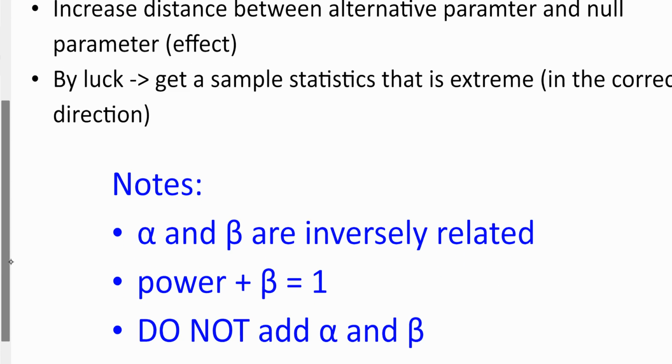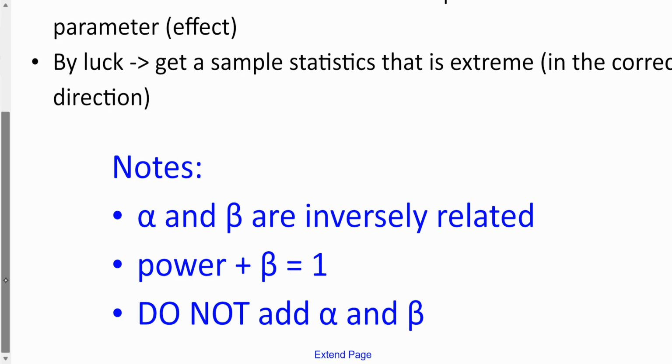So a couple added notes here. Alpha and beta are inversely related. We don't need to know that too much, but they are inversely related. This is the one thing we talked about with how power and beta are related. Don't ever add alpha and beta together. It's not going to do any good. There's no formula that connects them. They are just inversely related. We just need to know that.